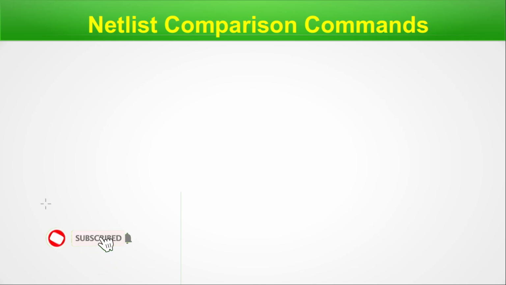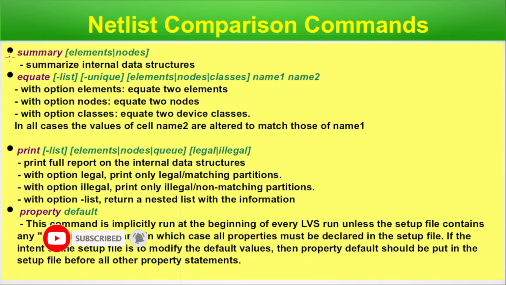Next, another set of comparison commands. Summary: summarize the internal data structure. Equate with option elements, equate 2 elements. With option nodes, equate 2 nodes. With option classes, equate 2 device classes. Element, node, classes: in all cases, values of cell name 2 are altered to match those of M1.